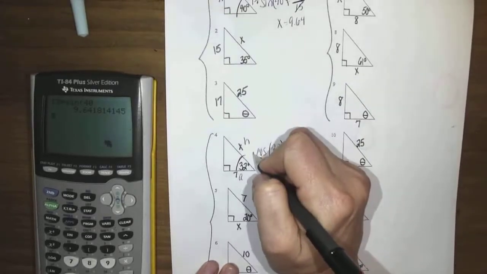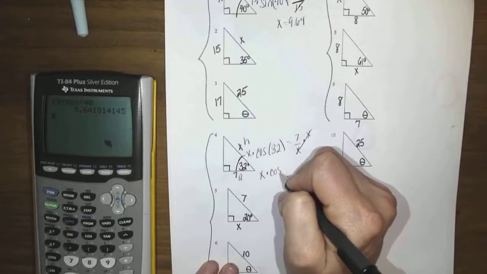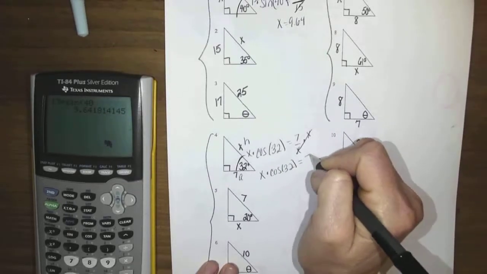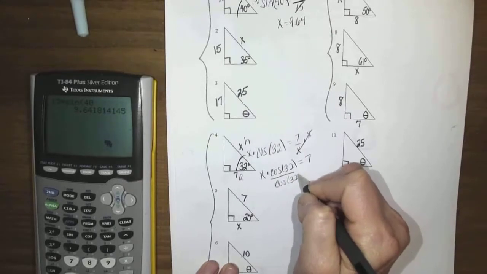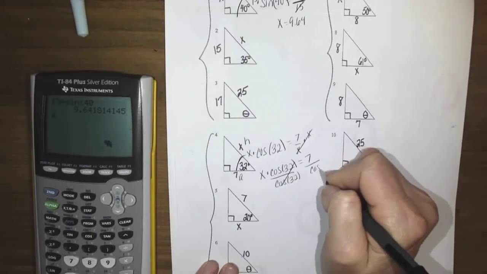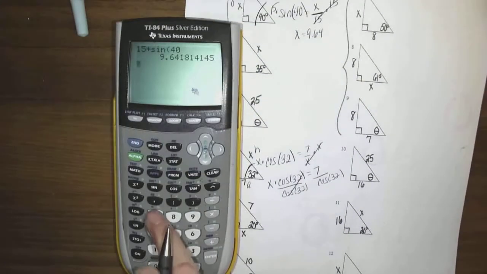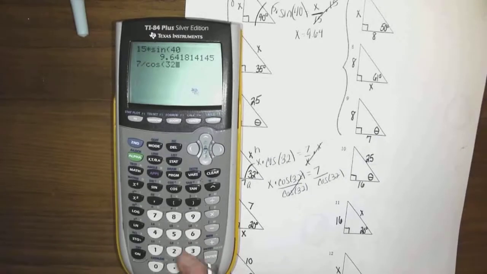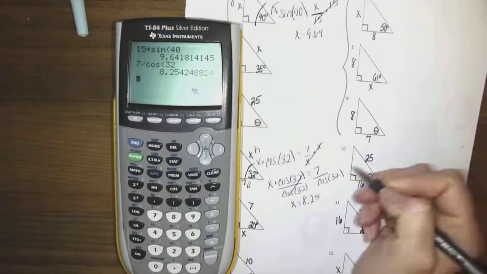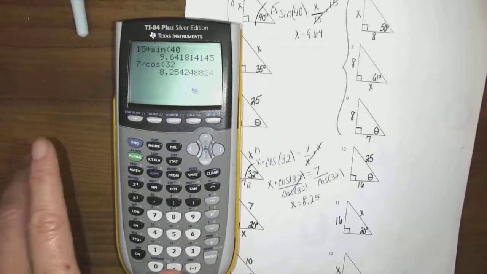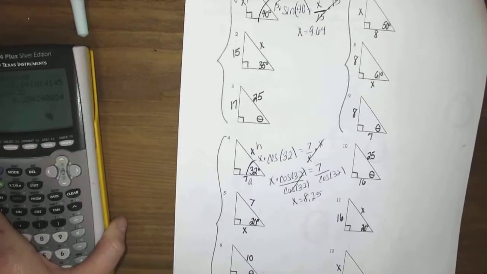Multiply both sides by x. So I have x times the cosine of 32 equals 7. To solve for x, divide by cosine 32 on both sides. Go right to your calculator. 7 divided by the cosine 32. And x is 8.25. So there's a difference when x is on the top and the bottom. When it is on the bottom, you end up having to multiply and then divide.